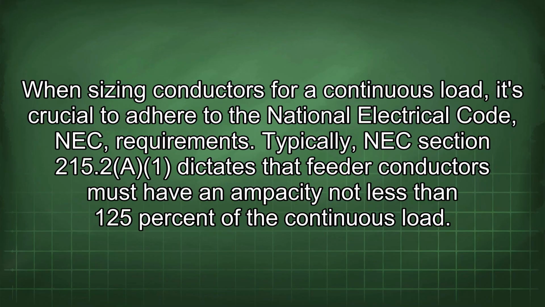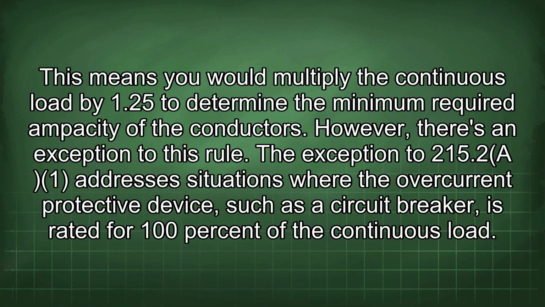When sizing conductors for a continuous load, it's crucial to adhere to the National Electrical Code (NEC) requirements. Typically, NEC Section 215.2(A) dictates that feeder conductors must have an ampacity not less than 125% of the continuous load. This means you would multiply the continuous load by 1.25 to determine the minimum required ampacity of the conductors. However, there's an exception to this rule.